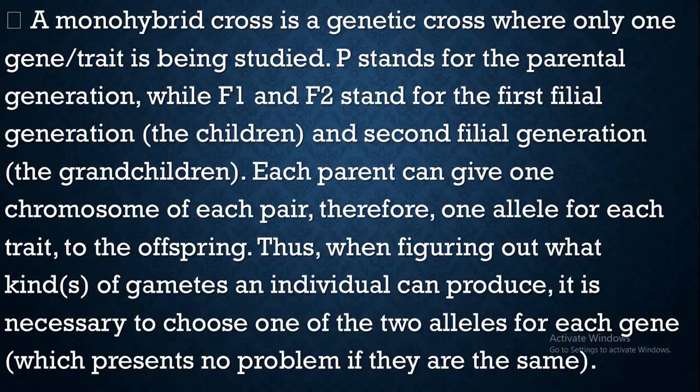Each parent can give one chromosome of each pair, therefore one allele for each trait to the offspring. Thus, when figuring out what kind of gametes an individual can produce, it is necessary to choose one of the two alleles for each gene, which presents no problem if they are the same.